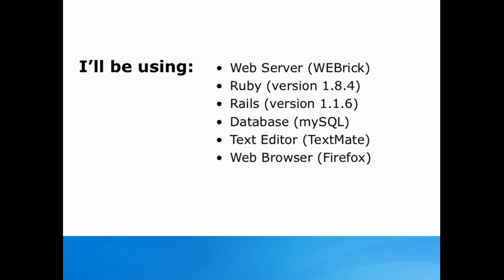I'm going to be using Ruby version 1.8.4. As I mentioned earlier, there are other versions out there. There's even a newer version, but 1.8.4 is the stable and preferred release at this point. And I'm going to be using Rails version 1.1.6. 1.2 is due out in early 2007, so you might already have that, and that's fine too.